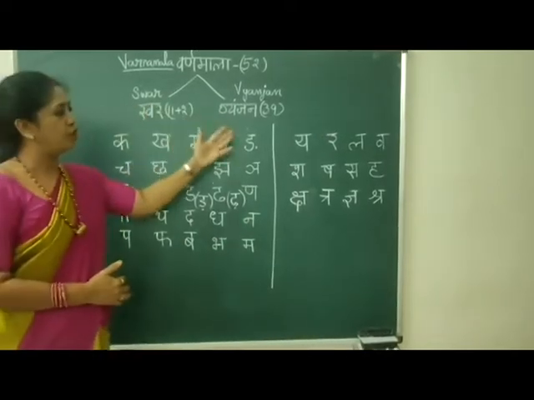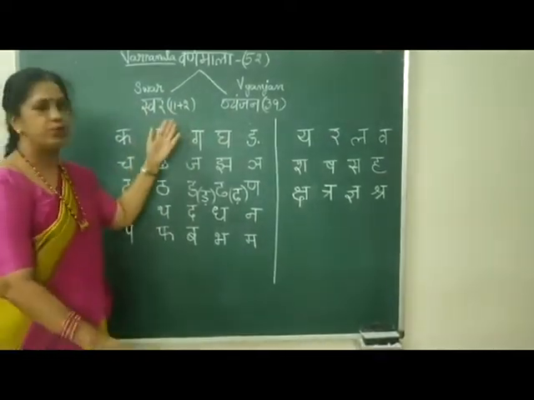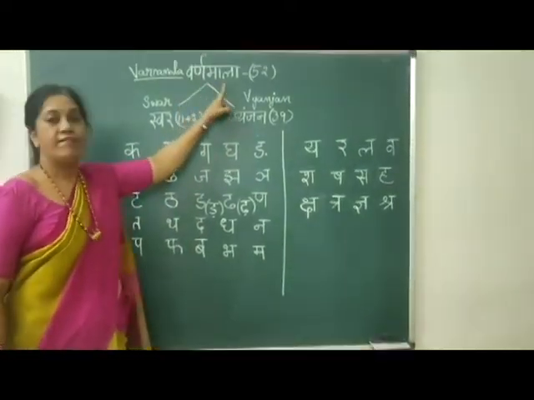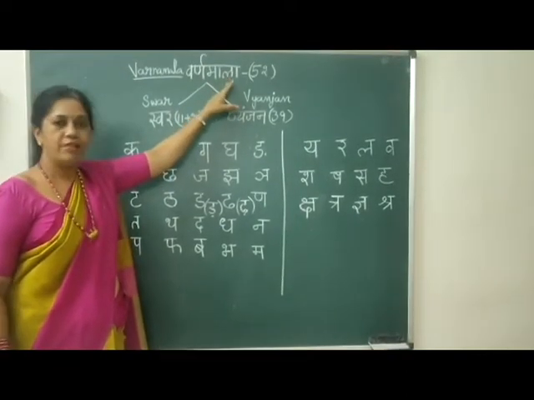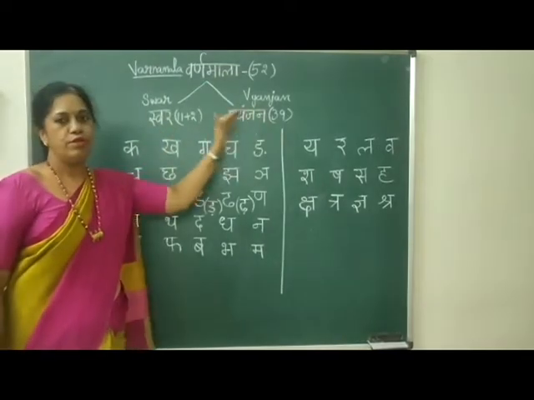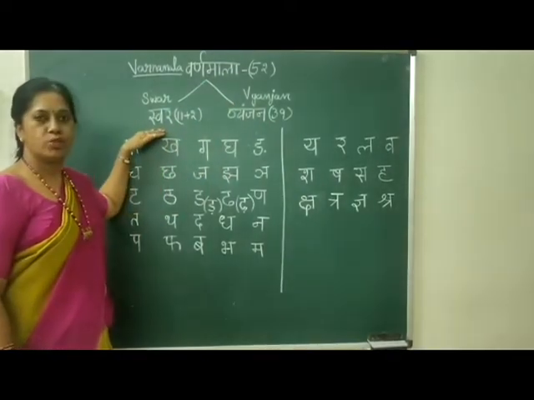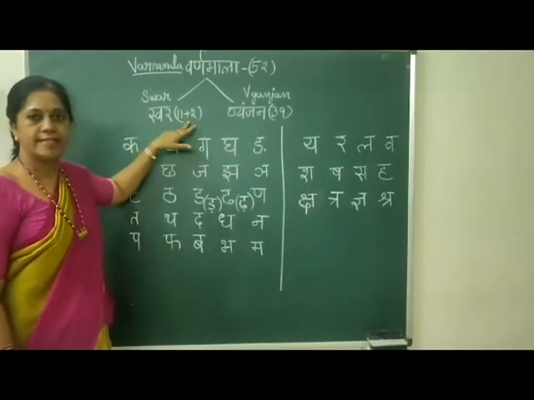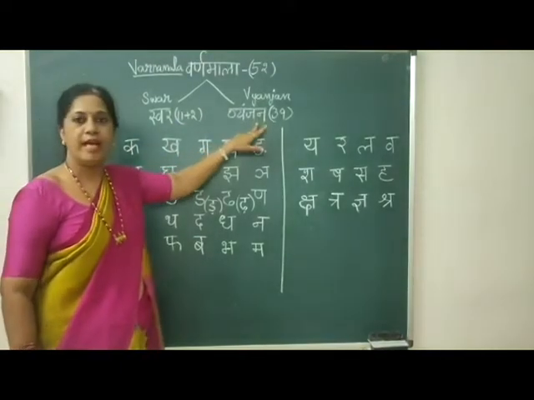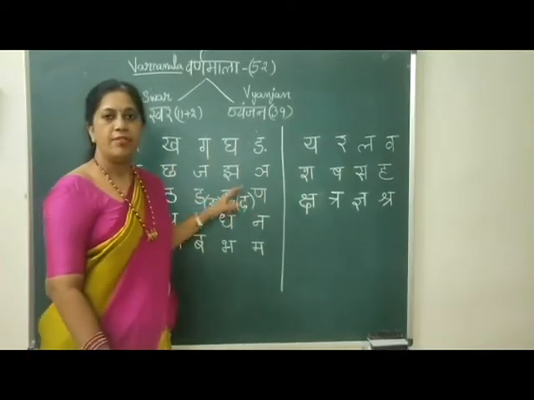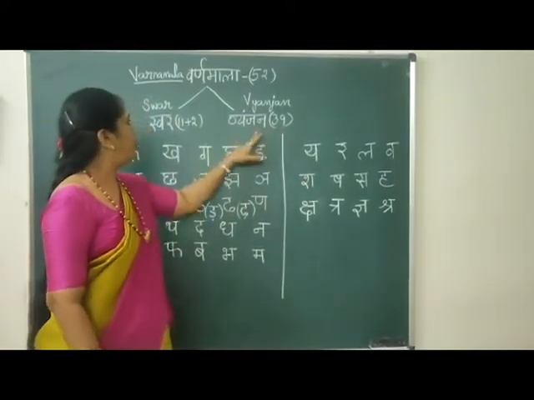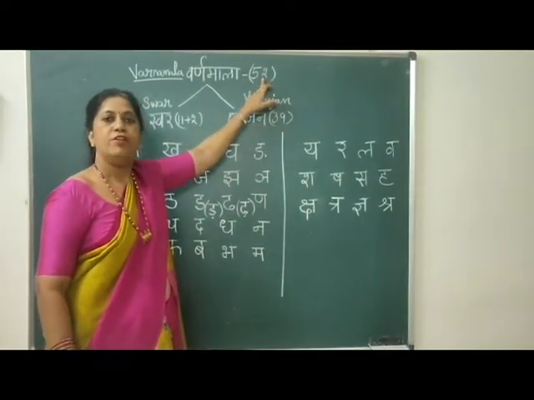You would have seen on the board what I have written here. I have written Varnamala. In Varnamala we have two divisions. One is Swar, which we have already learned, that is 11 plus 2. And another is Vyanjan. There are 39 Vyanjan here. So altogether we have 52 in Varnamala.